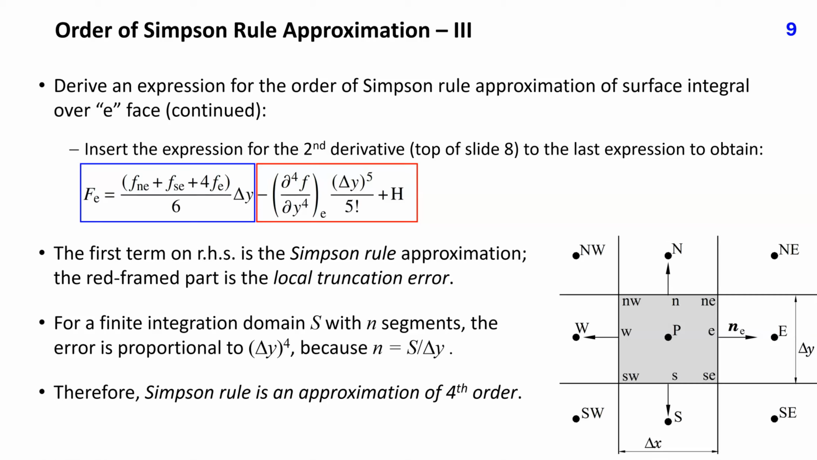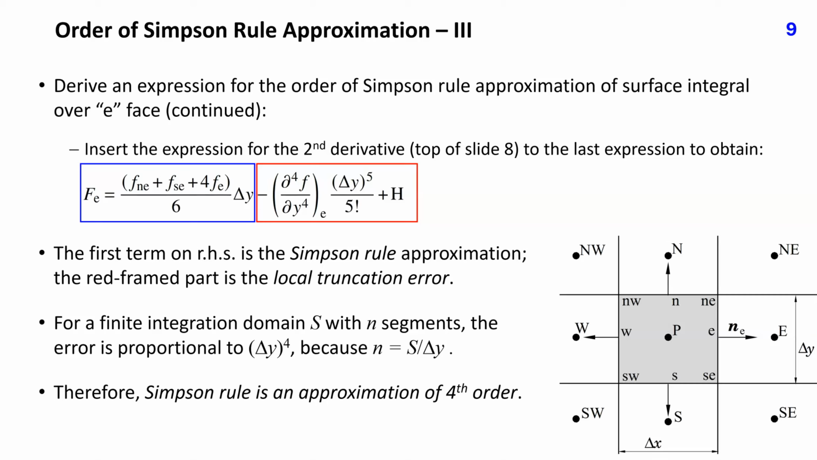The local leading truncation error term is proportional to delta y to the power 5, but when we do grid refinement, we have a finite integration domain with n segments, and n doubles when the grid is halved. Because the error is incurred n times, and n equals s over delta y, the global error is proportional to delta y to the power 4. This means that the Simpson rule is a fourth order approximation.